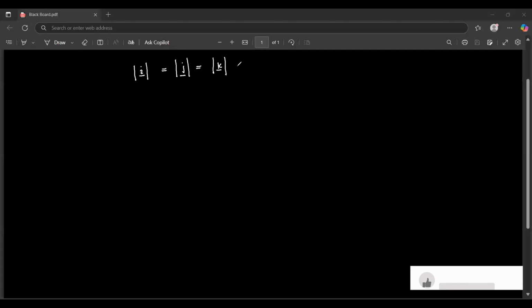You have to keep in mind that the modulus of vector i is equal to the modulus of vector j, which is equal to the modulus of vector k. Why? Because these are unit vectors in specific directions of the given space. So this will be equal to 1. Always keep this in mind.